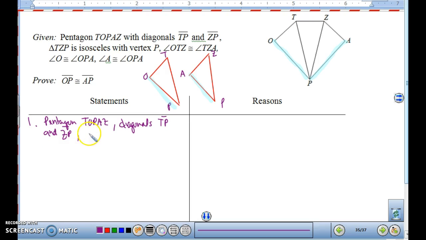And then we have triangle TZP is isosceles. So that's my first given. All right, I forgot, with vertex P. Okay, so if TZP, this triangle right here, is isosceles, what do we know immediately about isosceles triangles? Well, an isosceles triangle has two congruent sides. So if P is your vertex angle, TP and PZ are congruent, or TP is congruent to ZP.